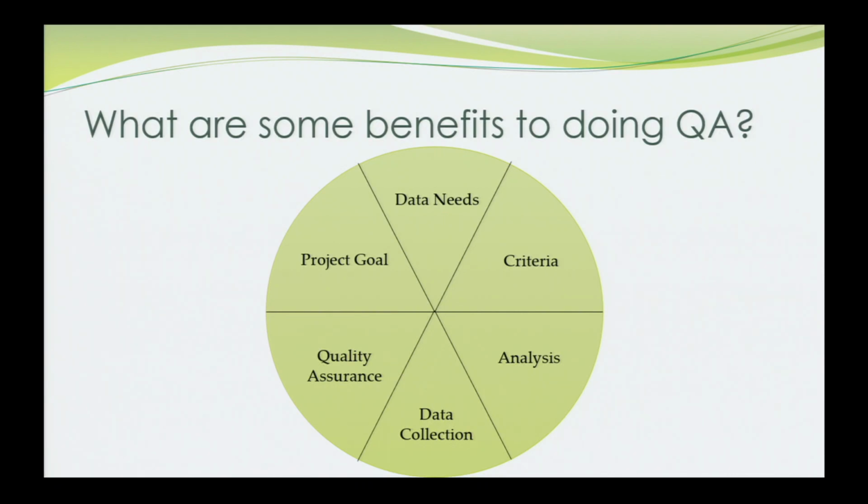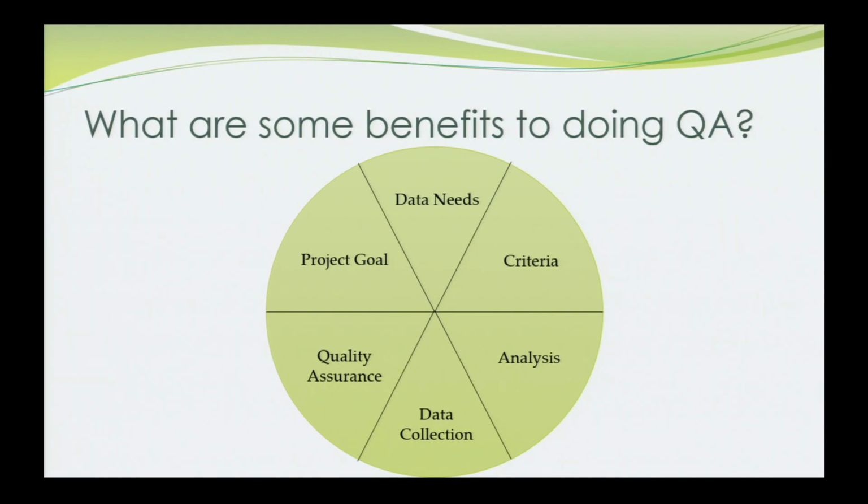So, some benefits of doing quality assurance. A big one is systematic planning. It includes all these different pieces of the pie. What is your project goal? What are your objectives? What question are you really trying to answer? And then your data needs. What type of data do you need to collect, and what kind of data is needed to answer those questions? Criteria: what's the quantity of the data needed, and then the specification of performance criteria for measuring quality.